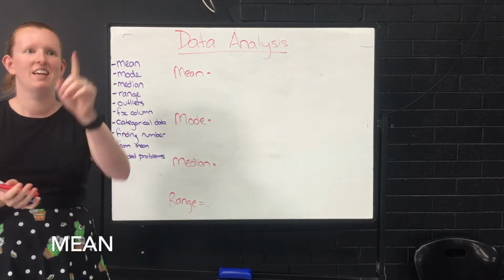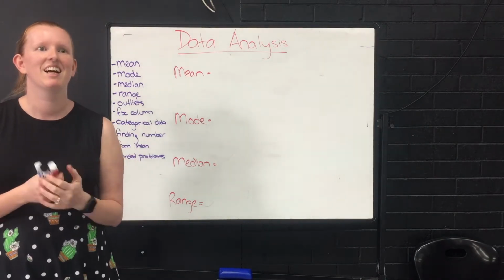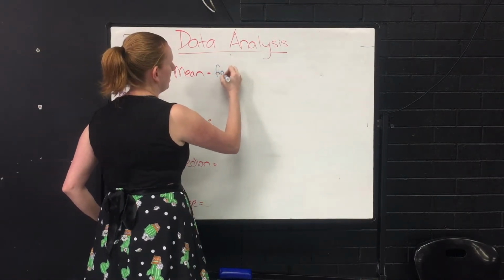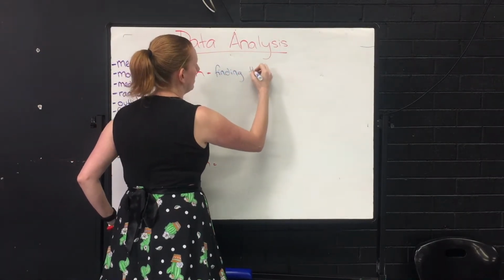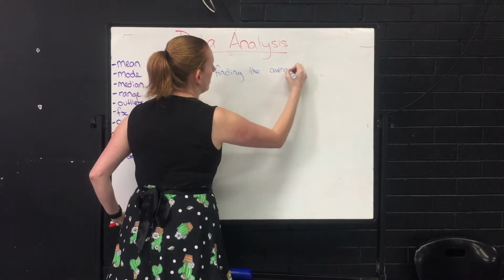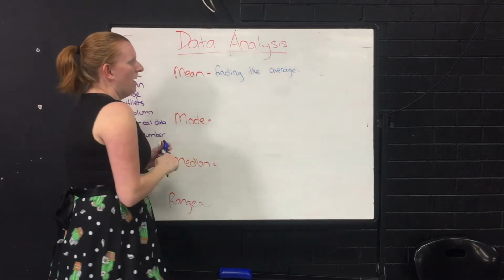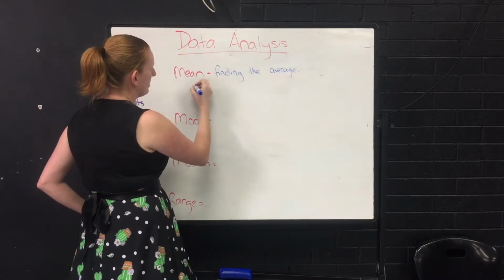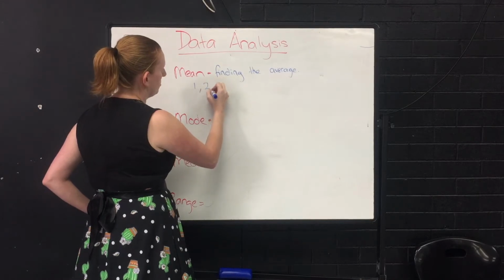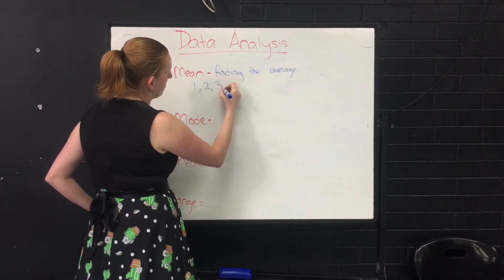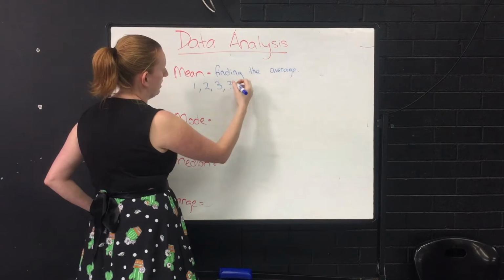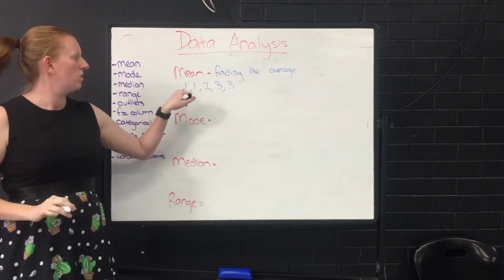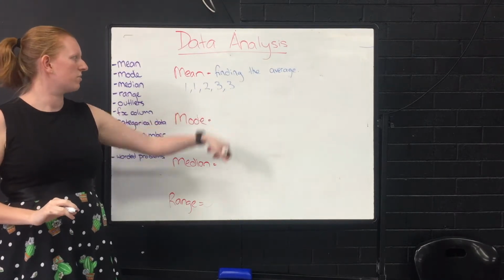Yeah, Hannah. It's finding the average. Does average mean the middle number? Nope. Middle is median. So if I've got the numbers 1, 1, 2, 3, and 3.